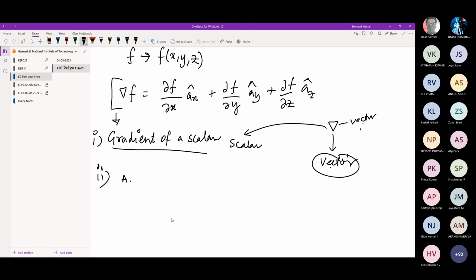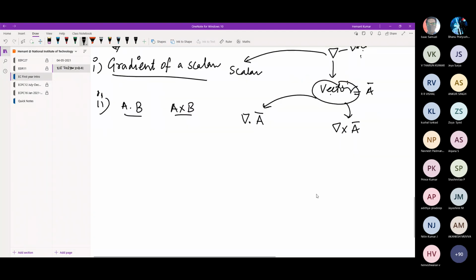We know if there are two vectors, you can multiply those two vectors in two forms, a dot b or a cross b. So either in the dot product form or the cross product form. We are going to use del dot A, if A is some vector, and del cross A. If we have a vector A, we can apply it either in the dot form or in the cross form. If we apply it in the dot form, it will give you a scalar value, and if you apply it in the cross form, it will give you a vector function.